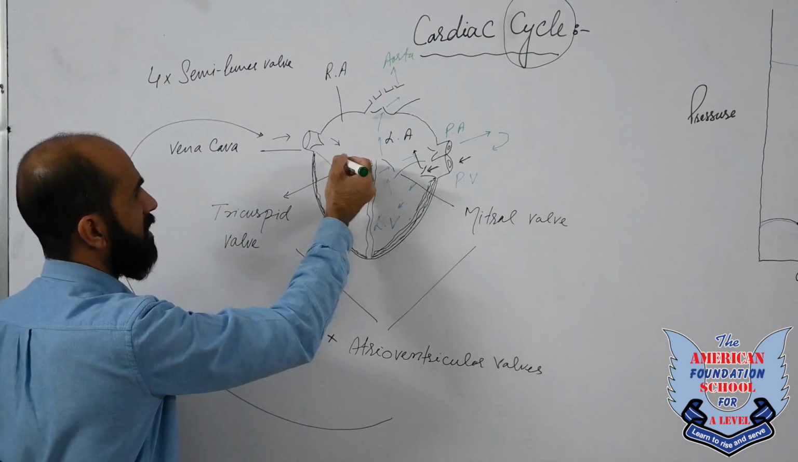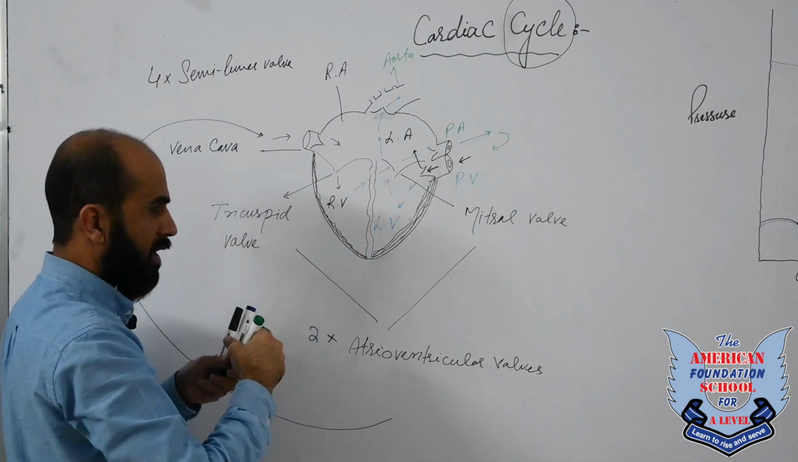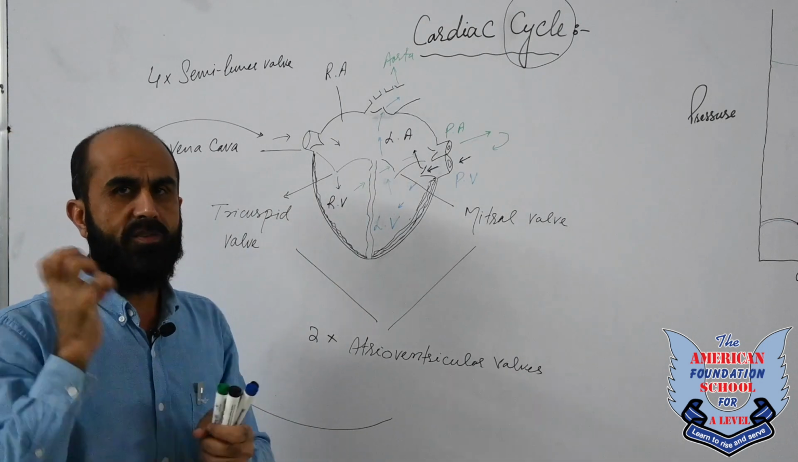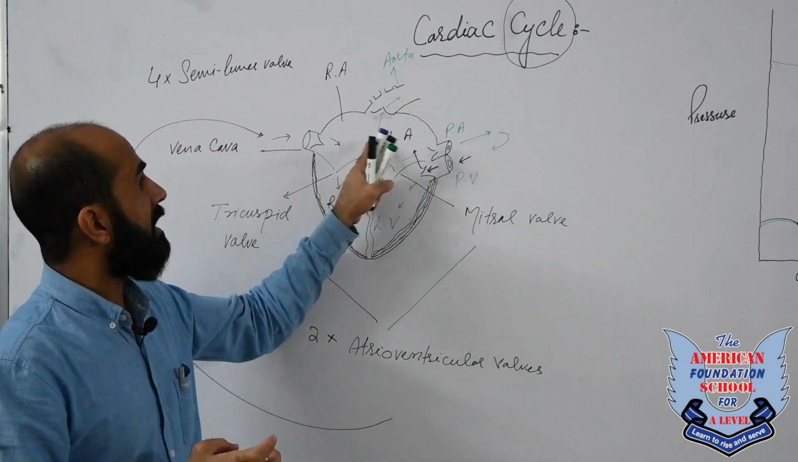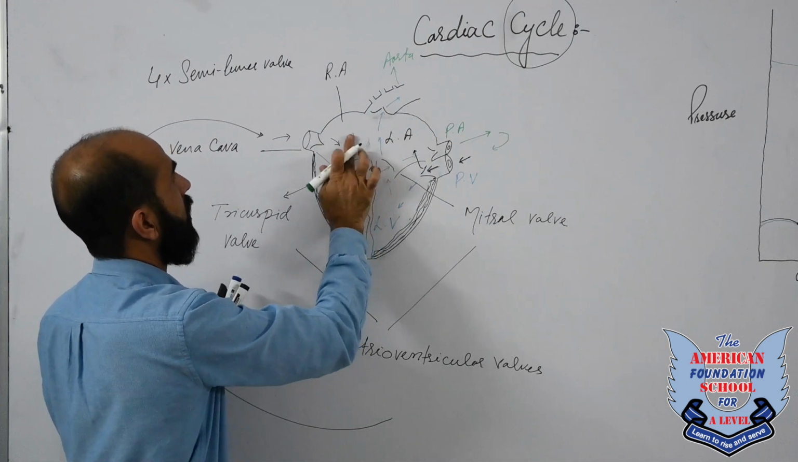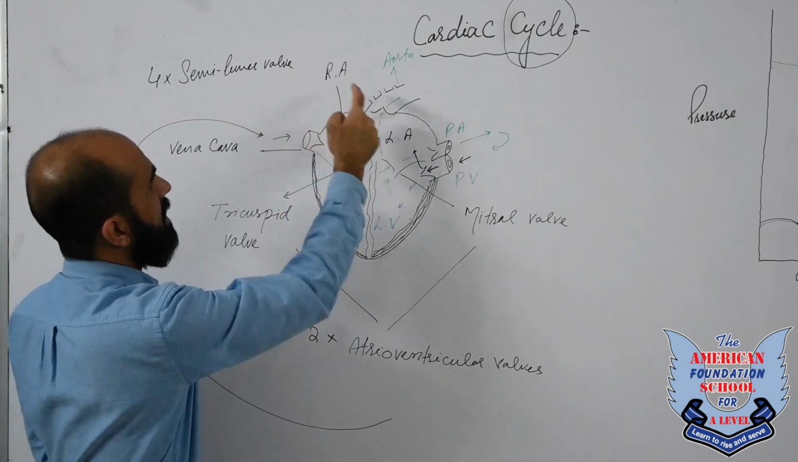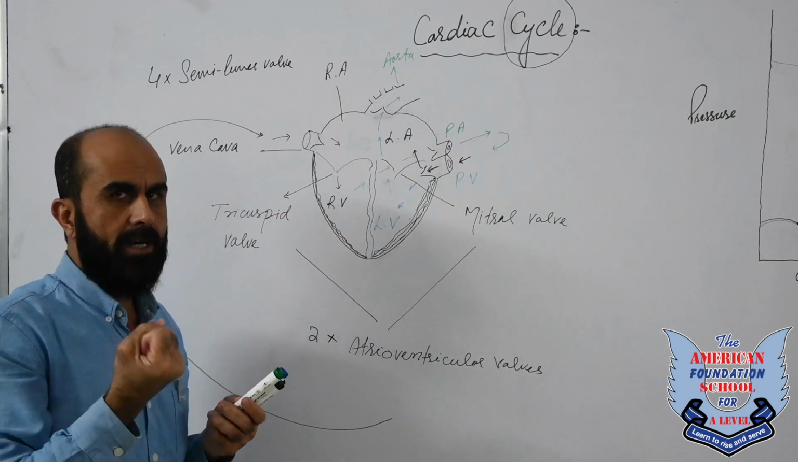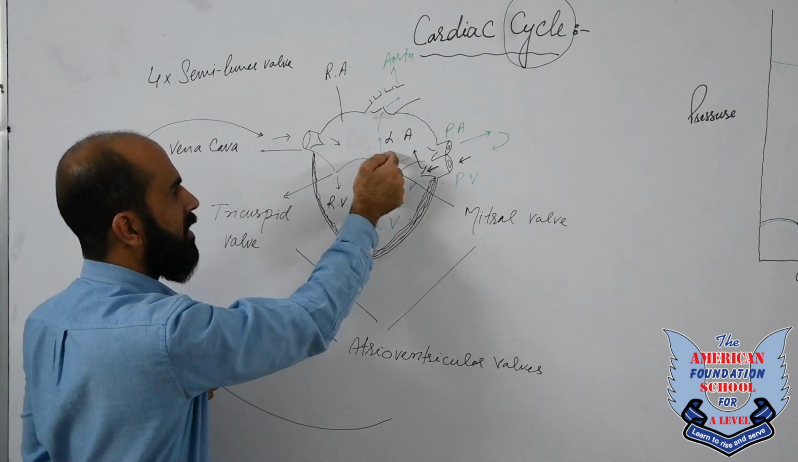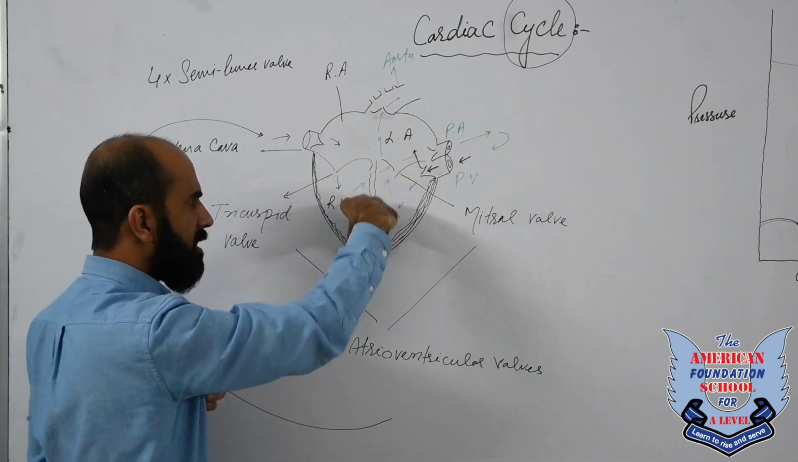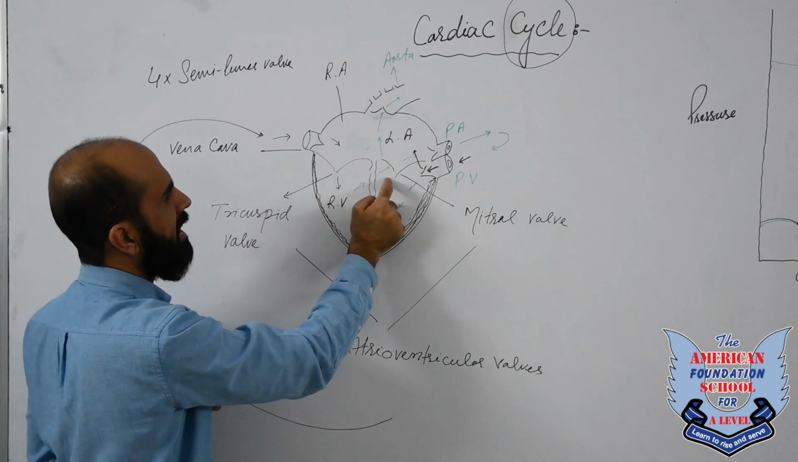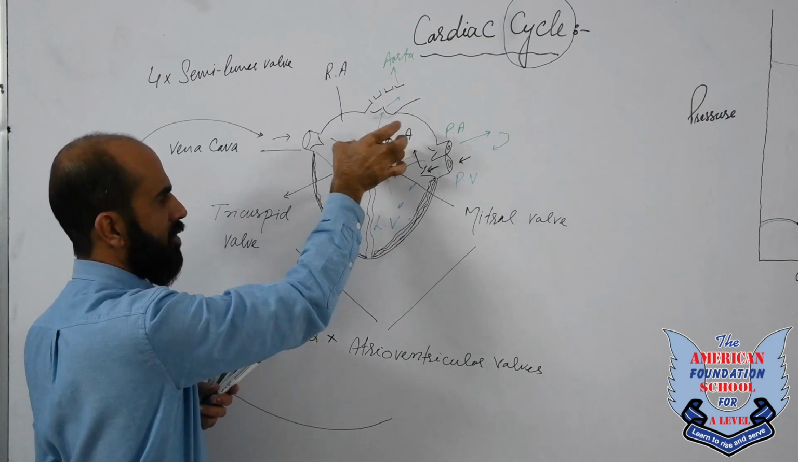So we start from this point, when both of the atria are going to contract. Keep one thing in mind: both the atria will contract at the same time, both left and right. So when they contract, they will squeeze the blood in the right and left atrium and force it down into the ventricle. Now these 2 valves basically remain closed when there is less pressure.